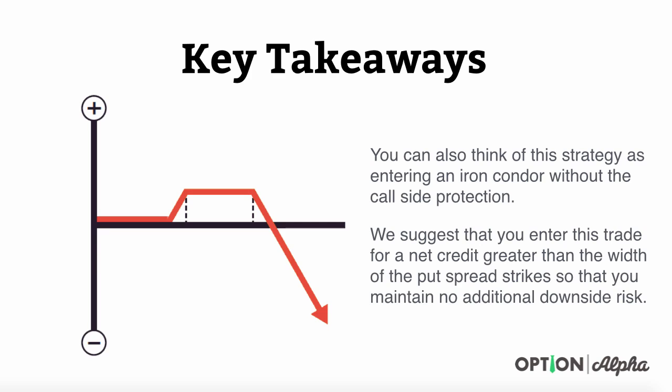Again, key takeaways: think of this strategy as entering an iron condor without the call side protection. So you're basically doing the same thing you would do on an iron condor, but you're not buying that extra call on the top side. We definitely suggest you enter this trade for a net credit, as we've shown, that's greater than the width of the put spread strikes so that you don't have any additional downside risk in the trade, and that also helps out a little bit with margin requirement.